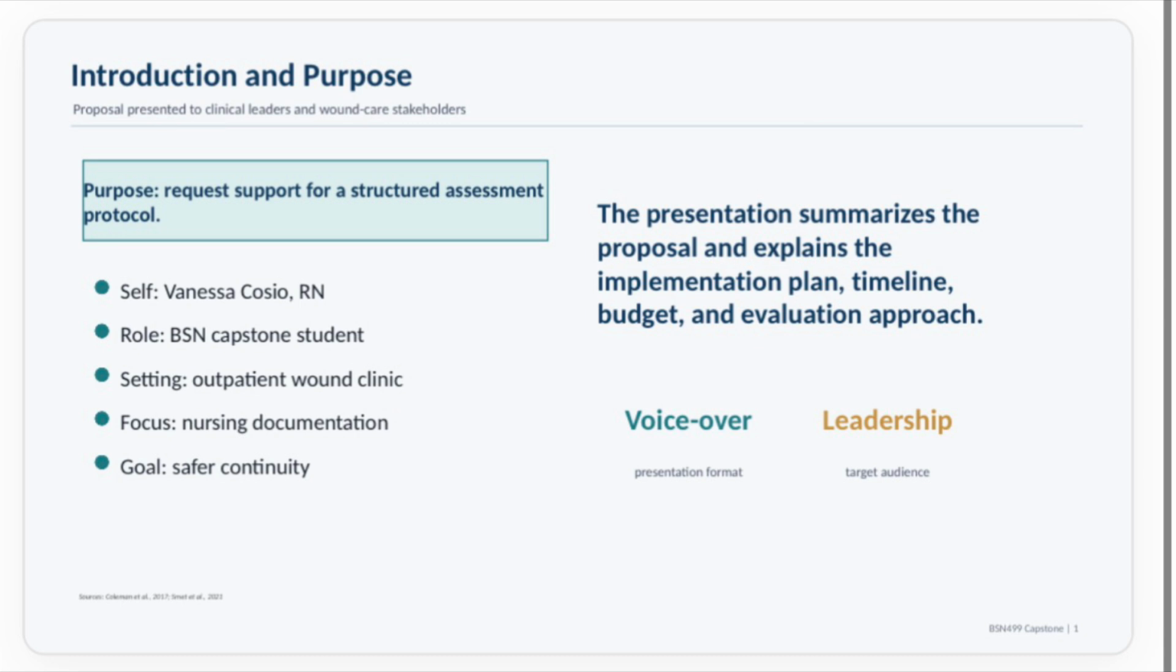Coleman et al. 2017 support the use of a minimal data set for wound documentation, while Smet et al. 2021 emphasize that wound assessment tools must be selected and applied carefully because measurement evidence varies across tools.